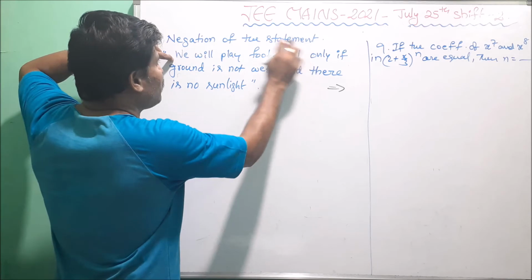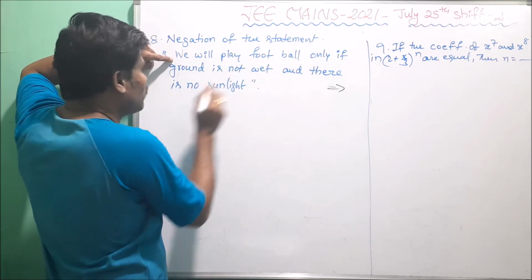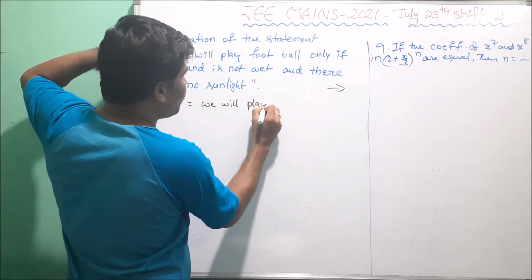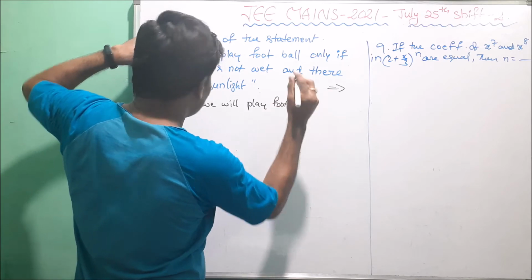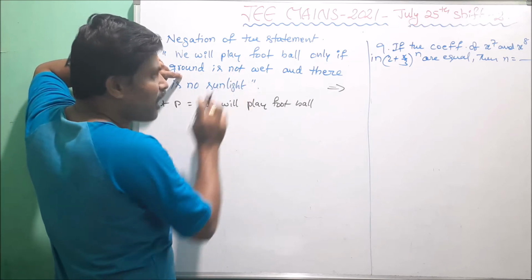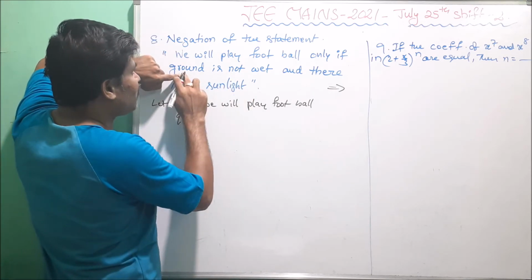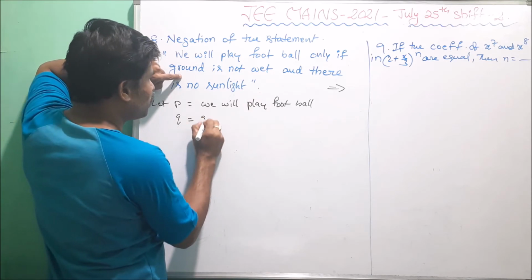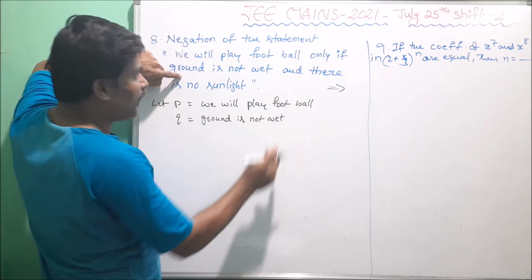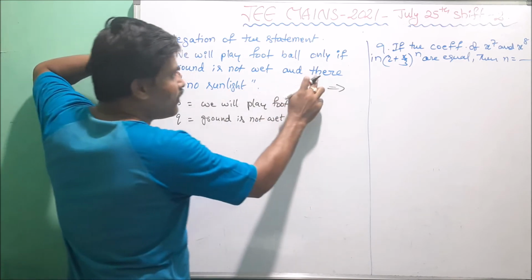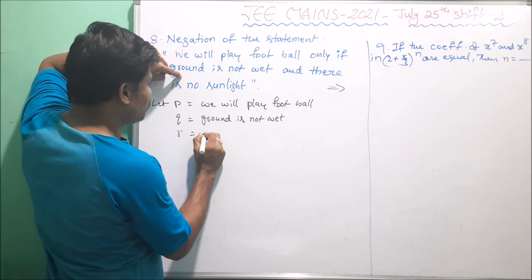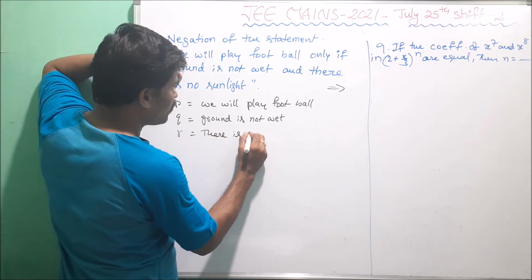So first we consider the first statement, we will play football. Let P equal to we will play football. Similarly, only if can be denoted as implies. And ground is not wet. So here consider ground is not wet will be Q. Similarly, and there is no sunlight. One more statement is there, that will be considered as R. So R is there is no sunlight.